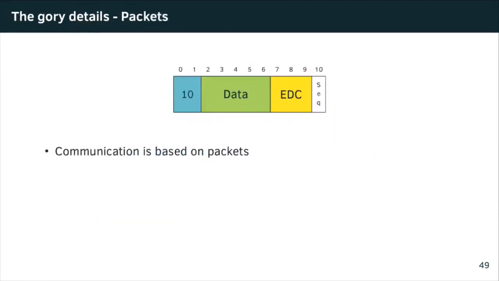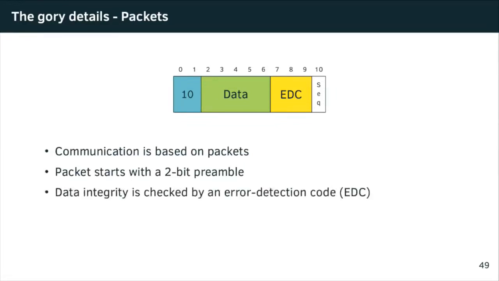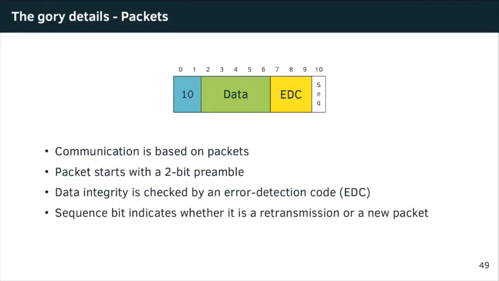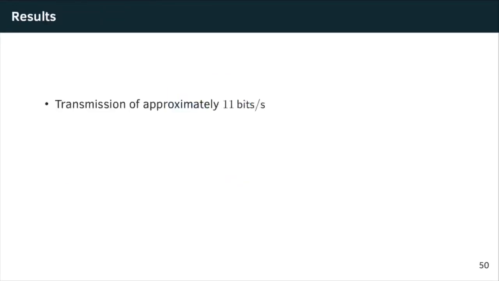And the actual communication is based on packets. We don't want to stream the data, because if we lose one or more bits, then we are out of synchronization and the whole data is corrupted. So we decided to use packets here with a 2-bit preamble to see that there's a packet starting, with error detection codes, because of course we sometimes have bit flips due to noise or scheduling interrupts. So we have an error detection in there that detects these corrupt packets. Then of course we need a sequence number to have retransmission working. And with that we can reliably transmit data.